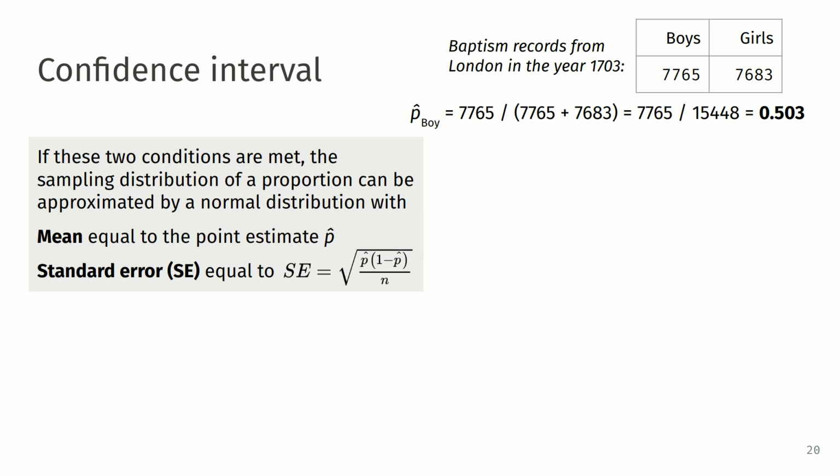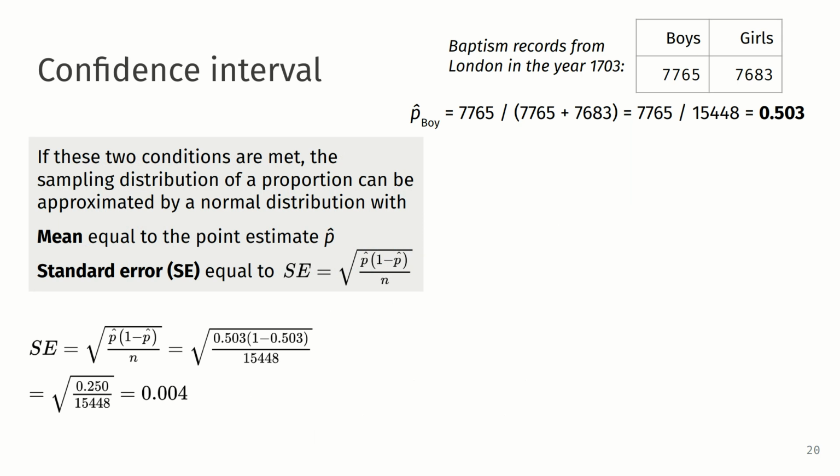So let's carry through those calculations here just to see them worked out. To find our standard error, we plug these values into our formula. Here's our total sample size down there. And the standard error is about 0.004, so fairly small.